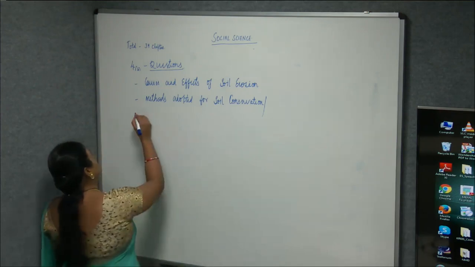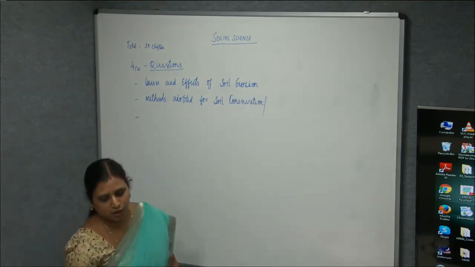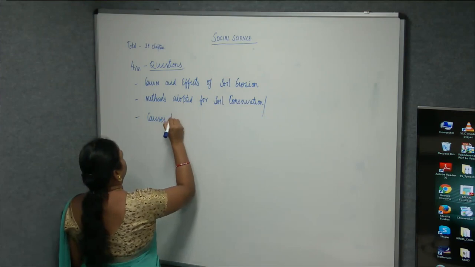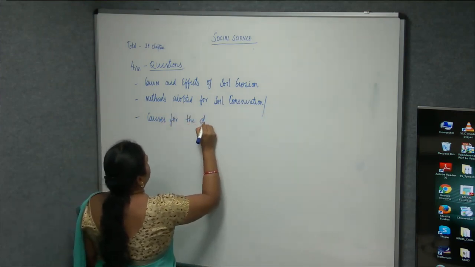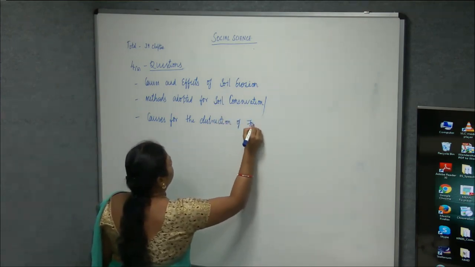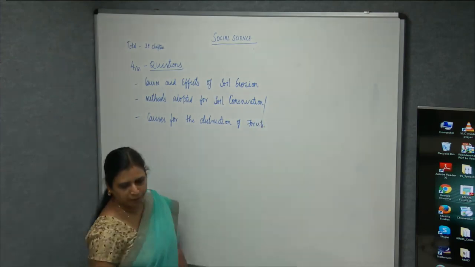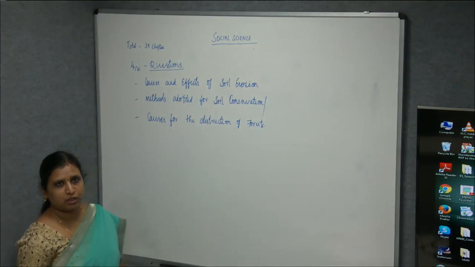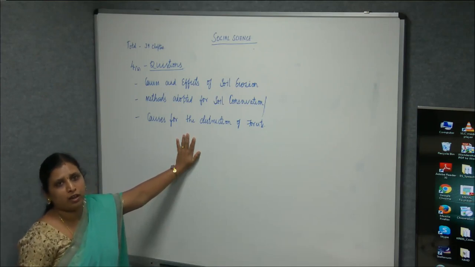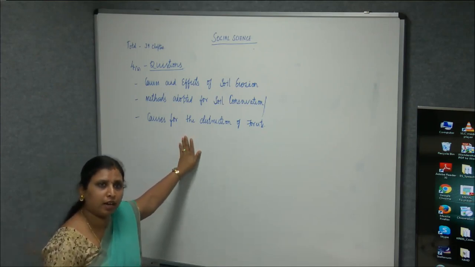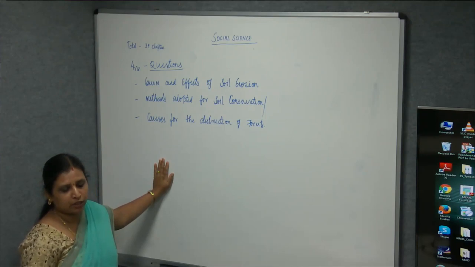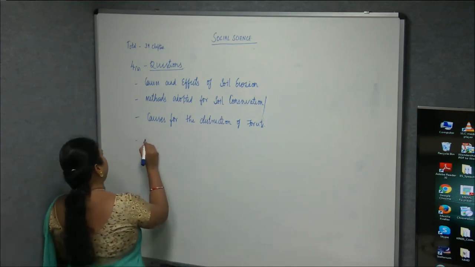Then the next lesson, the forests of India. So the causes for the destruction of forest, or the causes of deforestation may be asked, or why the areas under forests are declining. Causes must be written. And the next one is the measures taken for the conservation of forest in India.